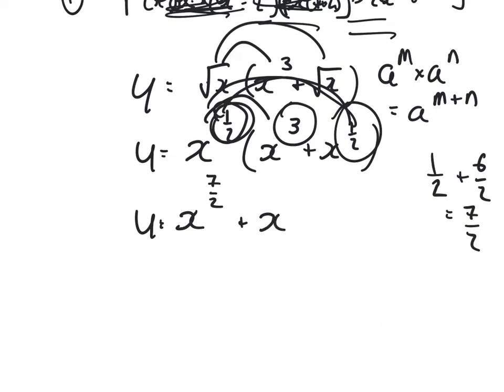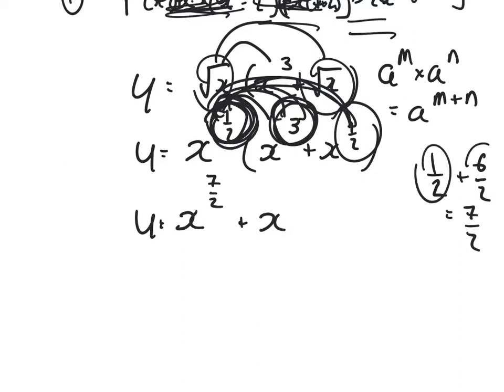So again, the root x changes to x to the half. When I multiply these together, I add the powers. So 1/2 plus 3 is 1/2 plus 6 halves, that's 7 halves, x to the power 7 over 2. And then 1/2 plus 1/2 is x to the power 1, which can just be written as x.